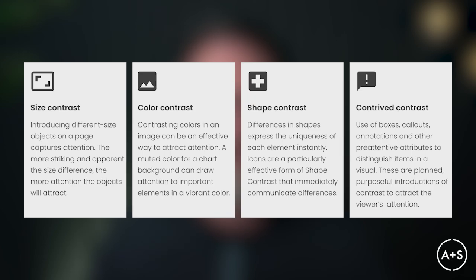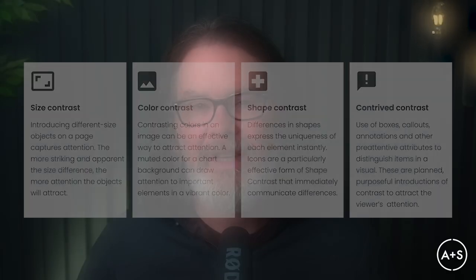Several forms of contrast can be used to improve visuals and communicate insights effectively. These forms include size, color, shape, and what we will call contrived contrast. In this video, we will explain each form of contrast, take a look at some best practice examples of its use, and share basic guidelines as well as some pro tips that can make your use of contrast sophisticated and eye-catching for all the right reasons. Let's begin with size contrast.